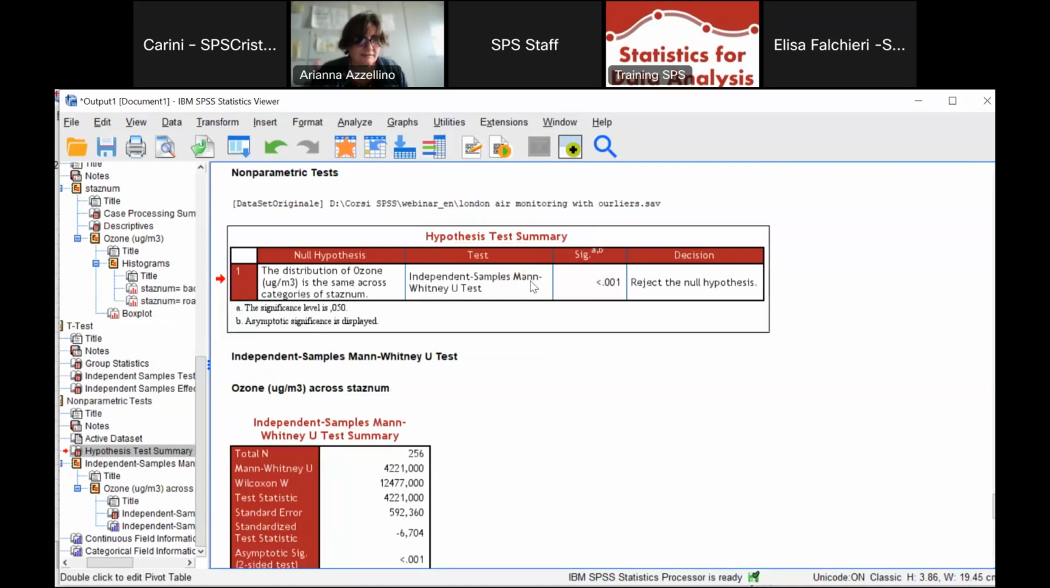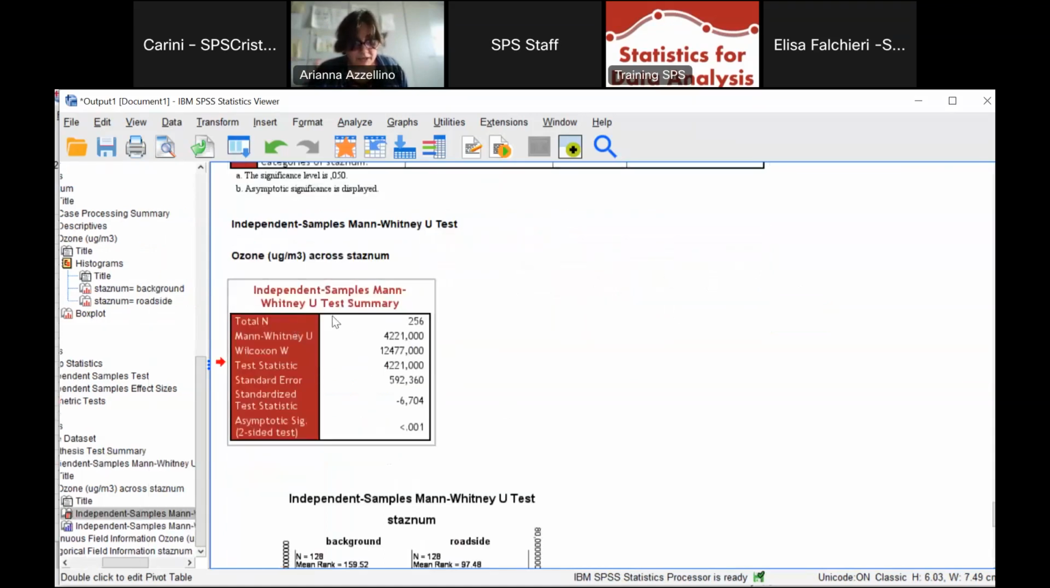And the test chosen is the Mann-Whitney U test, and the significance level, exactly as in the case of the t-test, is below 0.05. And the decision is also given here, reject the null hypothesis, meaning that there is a median which is higher than the median of the other group.